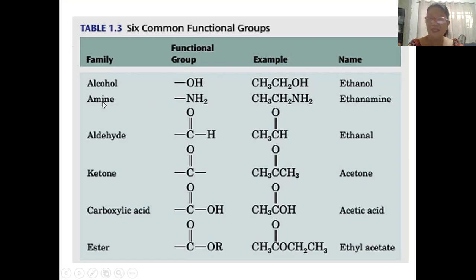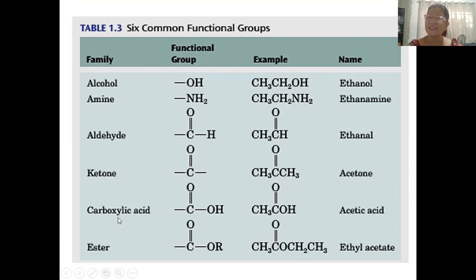How will you know it's an amine? For the amine, what makes it distinct? The presence of NH2 here, that is ethanamine. Then for aldehyde, it has the formula CHO, C double bond O and H, this one is ethanal. For ketone, you will have only C double bond O. That's a ketone, for example acetone. Acetone is used to remove nail polish color.